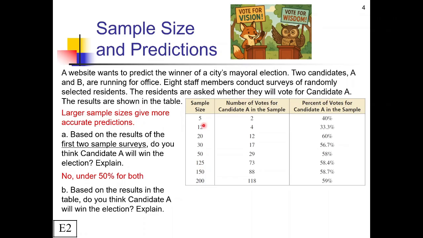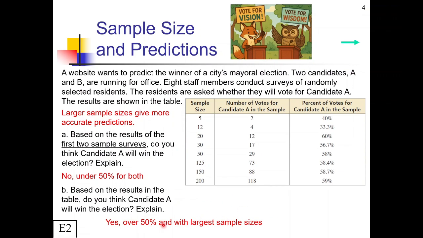But if we expand our query to the rest of these surveys, well, it's a different story. After the second survey, candidate A is getting well over 50% of the vote in all of these cases, especially in the larger ones here. So this would seem to indicate that candidate A should win because our largest sample size surveys are putting the candidate at over 50%. So yes, over 50% with the largest sample sizes.